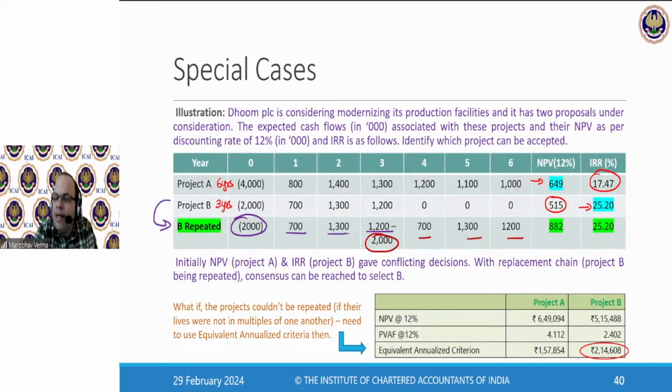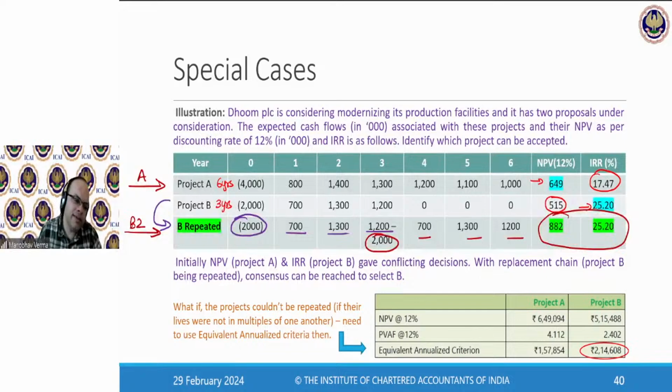And now I'm getting the same IRR, whereas my NPV is 882. But what has happened in this process is, if I compare project A and project B repeated twice, the answer is unanimous. Both NPV and IRR are supporting project B now, but only if it is repeated twice. The conflict is resolved. They are not fighting anymore. They're saying, okay, we both favor project B repeated twice. Earlier there was a conflict, but now both are giving the common result.